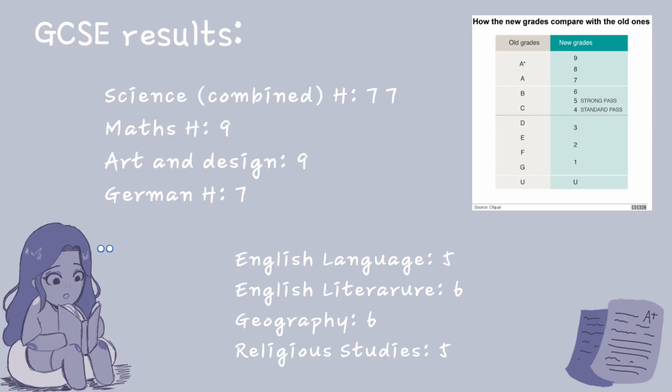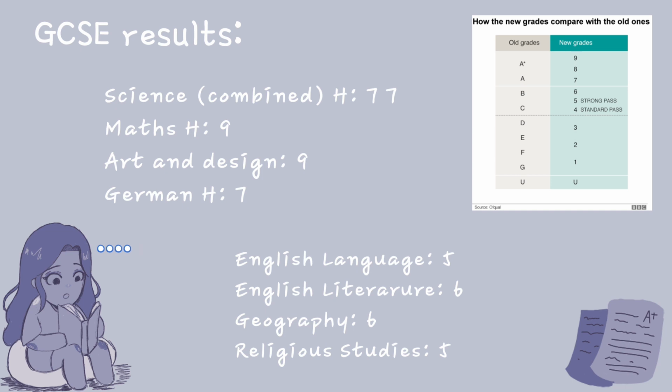So here's the grades I got. Just in case you guys get confused, I put up a photo of what's the grading system here in the UK. So let's get started. For science higher level, I got 2 sevens because I did combined. For maths higher, I got a 9. Art and design, I got a 9. German higher, I got a 7.